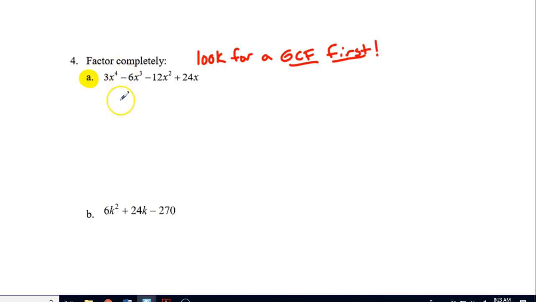Okay, so there's multiple ways to go about this. I'm going to take out that GCF of 3x first. I'm going to divide all the terms by 3x. So some people will write it right underneath each term. I'm not going to do that, but you can.